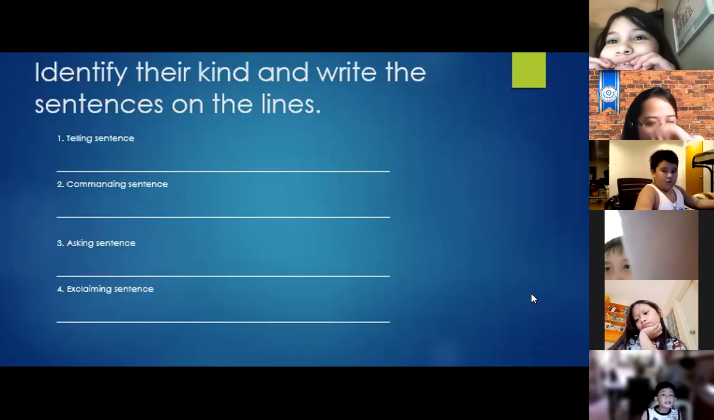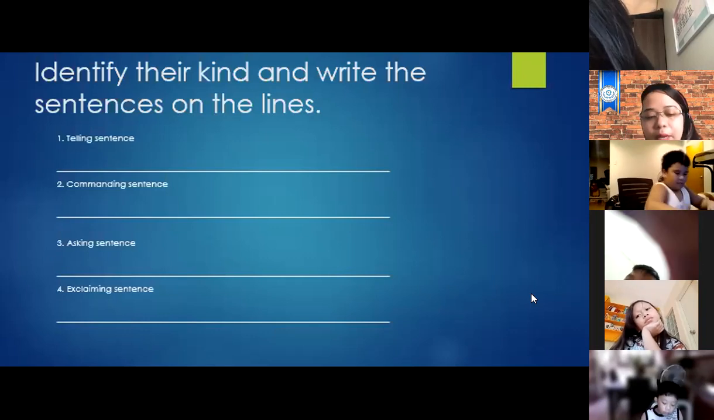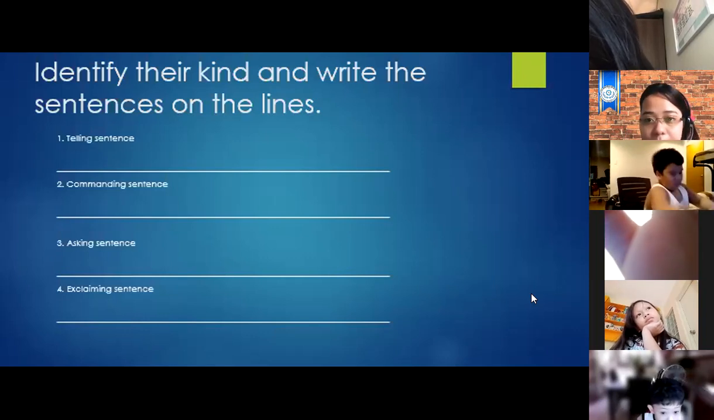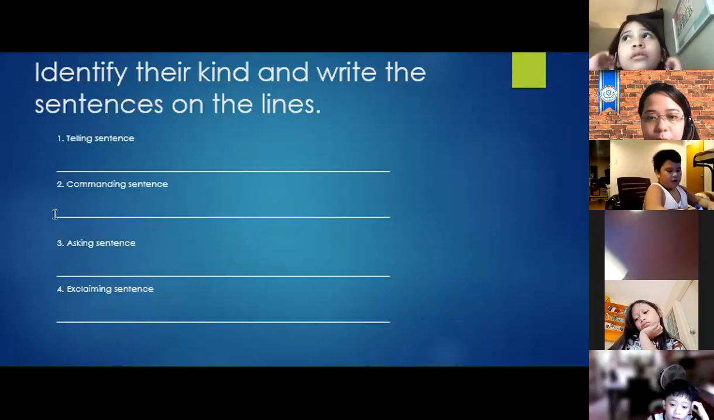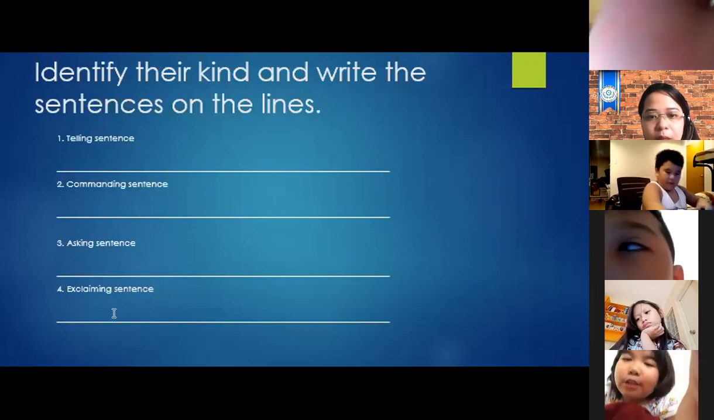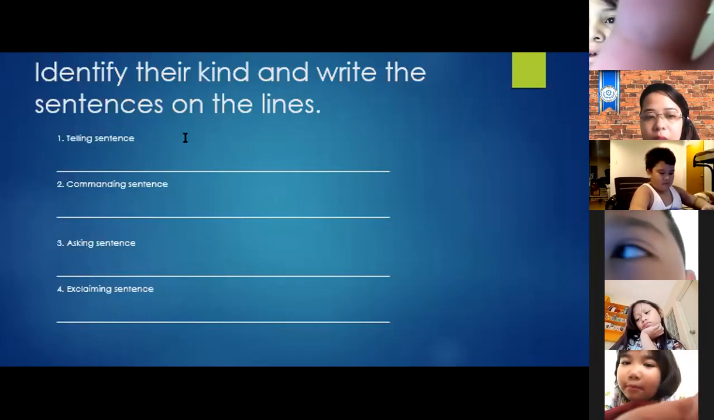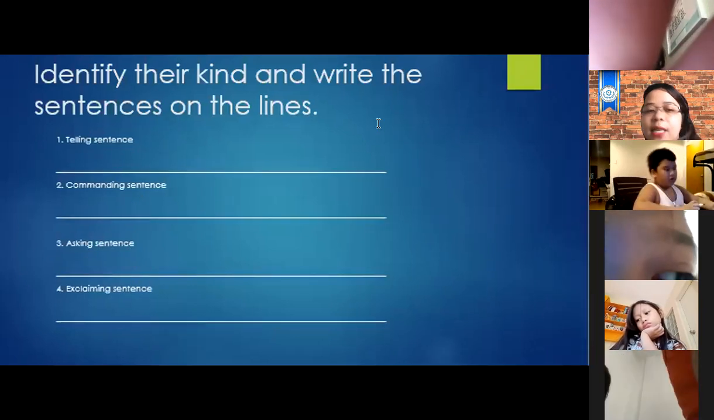Okay, right now your classmates are making sentences according to the kinds of sentences. You have here number 1, telling sentence, number 2, commanding sentence, and number 3, asking sentence. Teacher, describe about the sentence structure? No, just make an example of the following kinds of sentences.